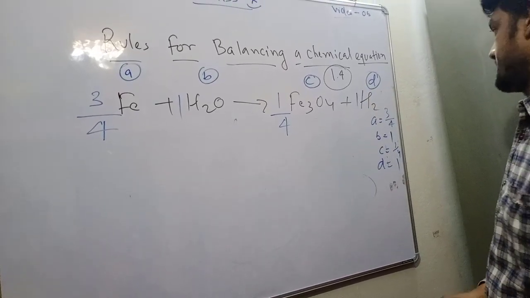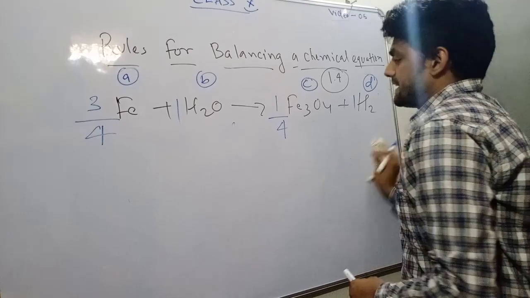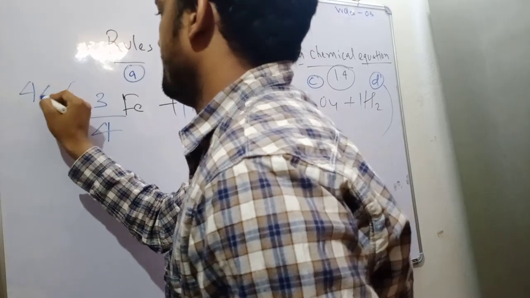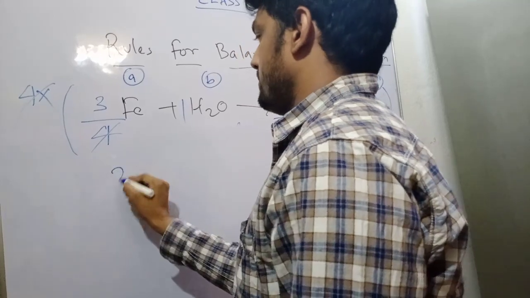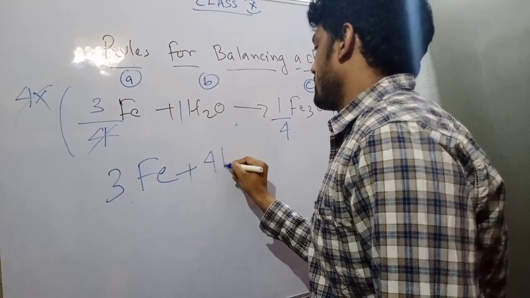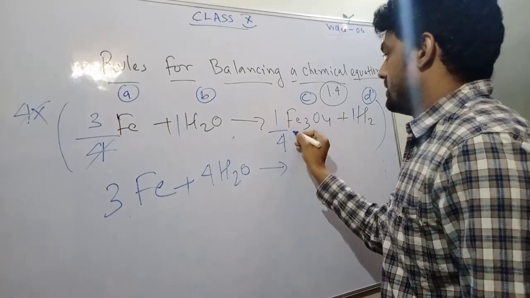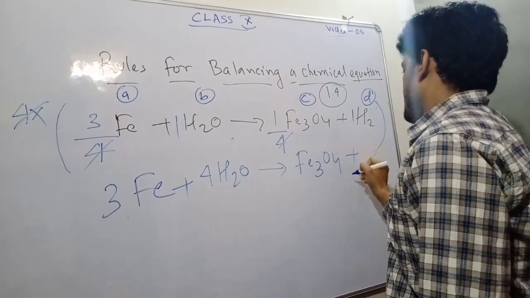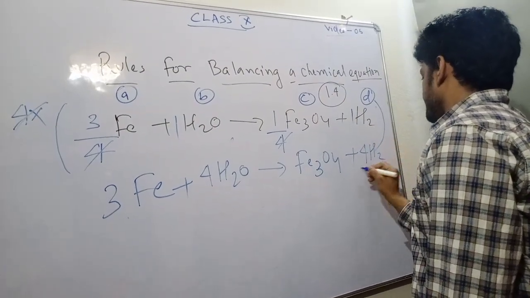Now it's time to balance it. Here 1 by 4, 1 by 4 is not looking good. अच्छा नहीं लग रहा है. To remove this 4, we will multiply everything by 4. Then it becomes 3Fe. Now multiply 4 by 1, then it becomes 4H2. 4 multiplied by 1 by 4 gives Fe3O4, this 4 will be cut. Then only Fe3O4, and here 1, we will multiply 4 by 1. It becomes 4H2.